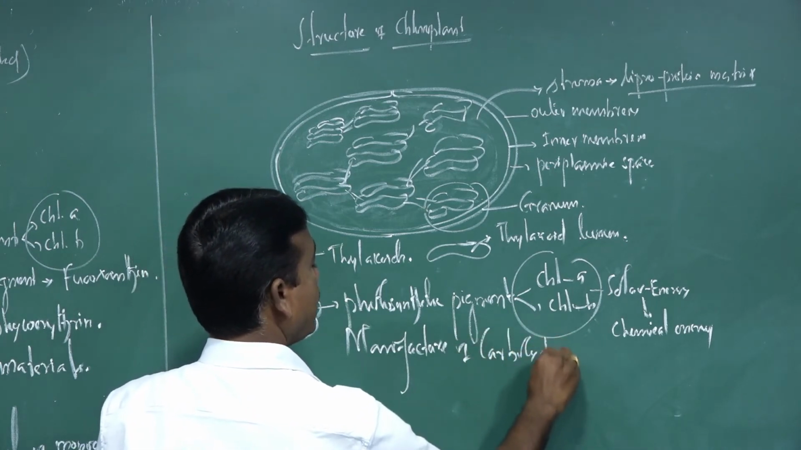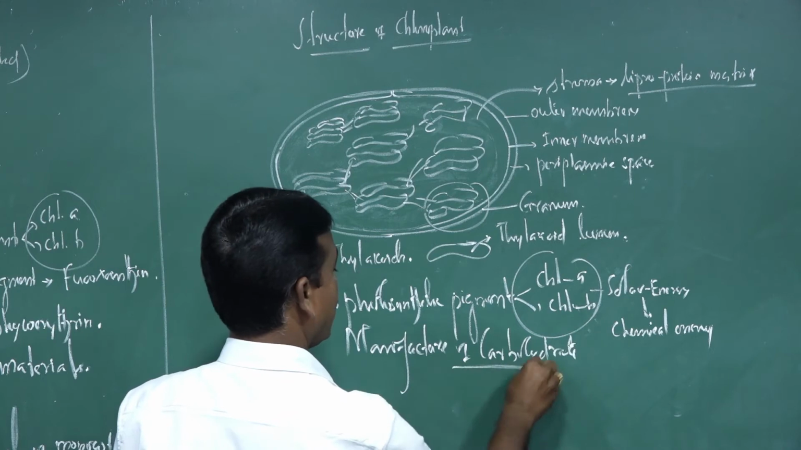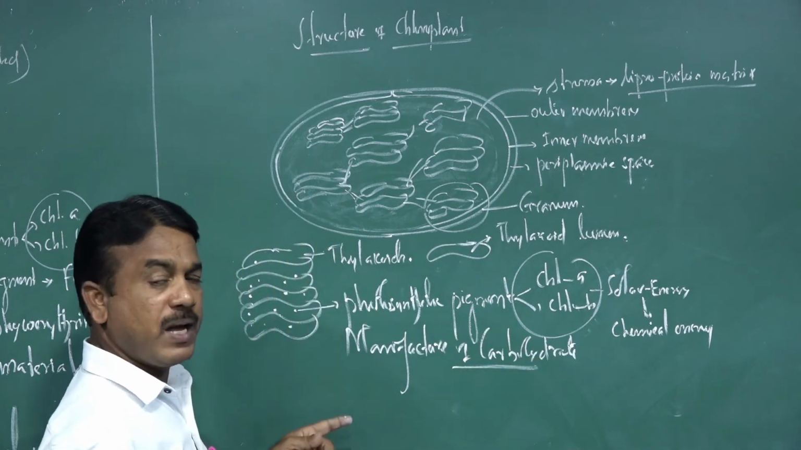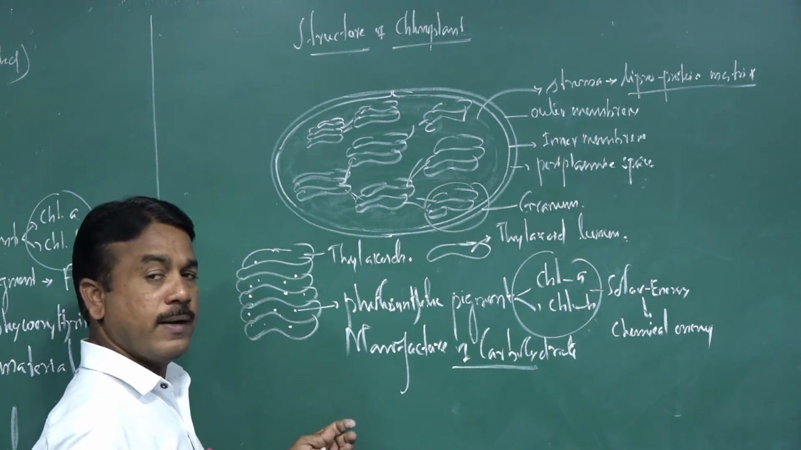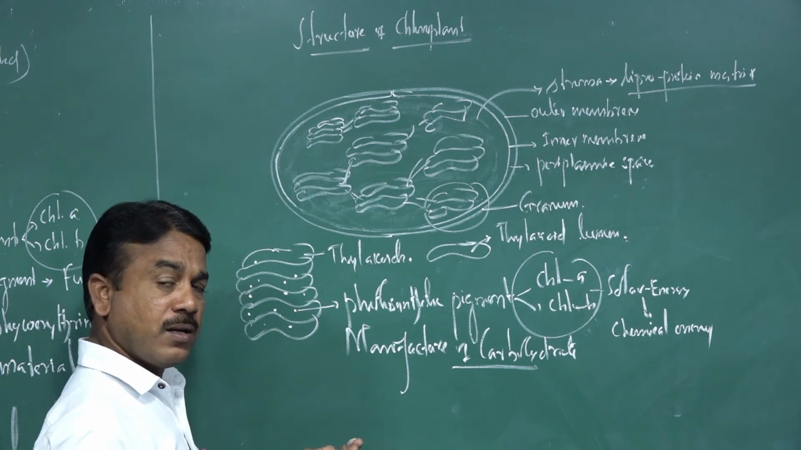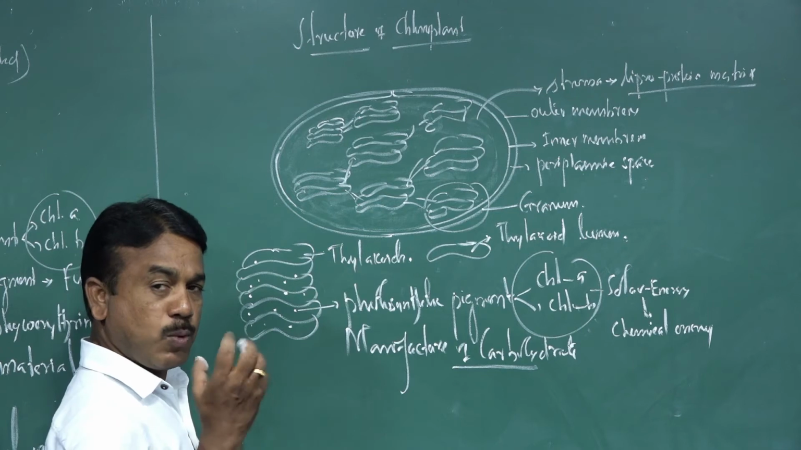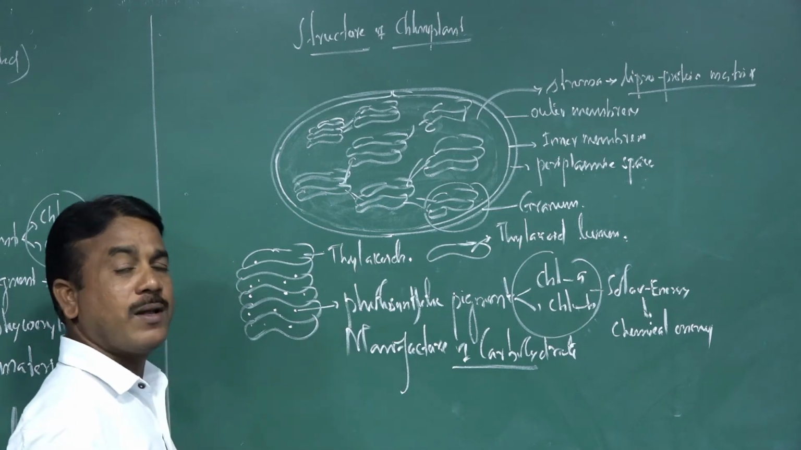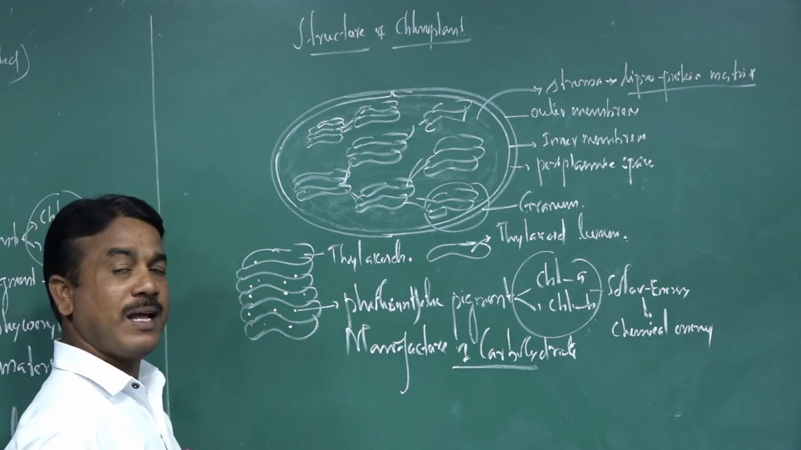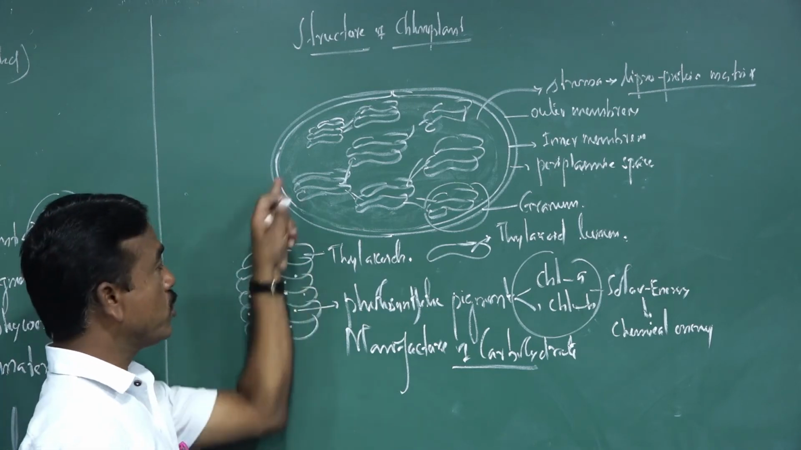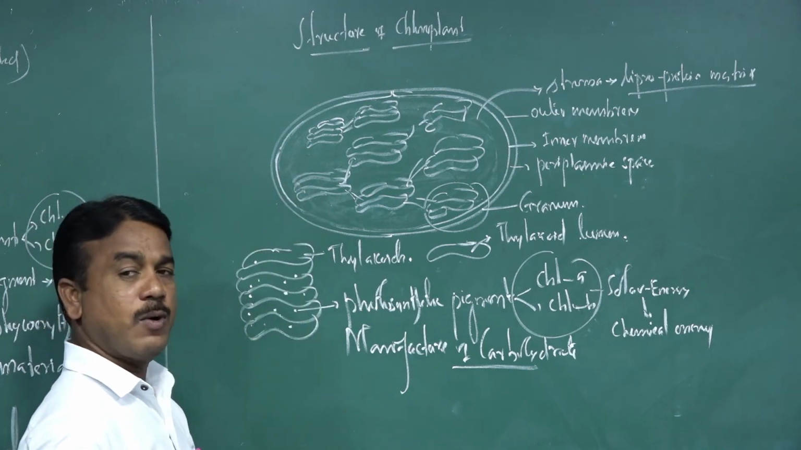The place where carbohydrate is manufactured is commonly called the stroma. Which one is utilized? From the thylakoids, photosynthetic pigments are there. Those photosynthetic pigments trap solar energy, and the solar energy is converted to chemical energy. That energy is utilized in the stroma to manufacture carbohydrates.